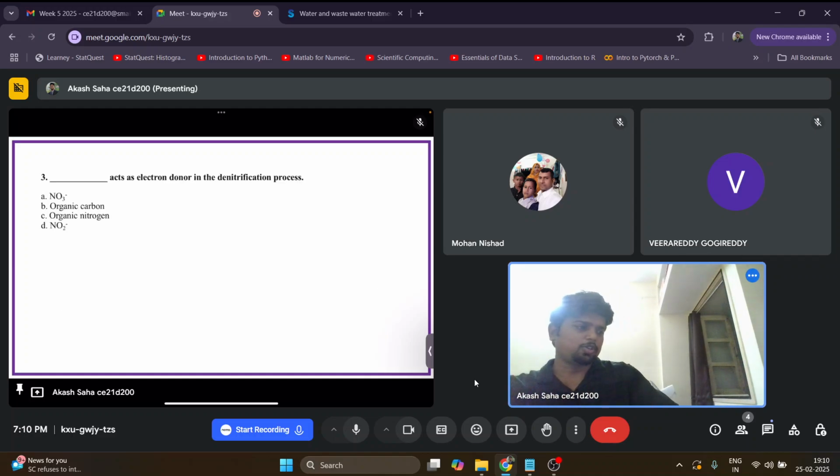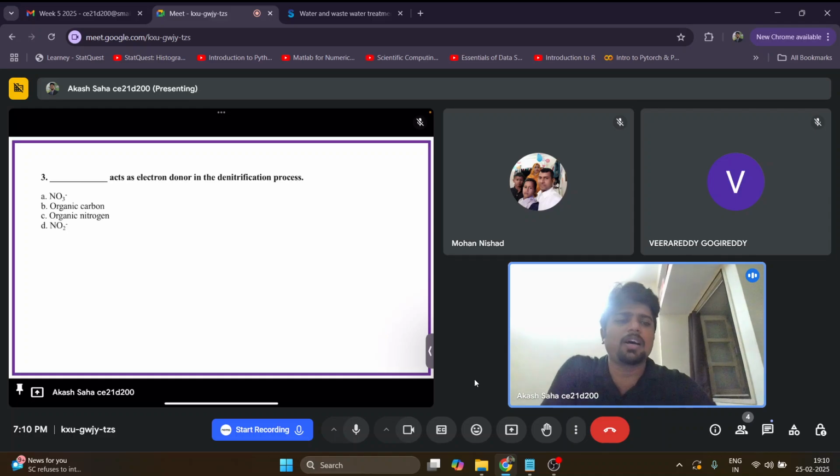So actually today most of the questions will revolve around this F by M ratio because that was the major part of the discussion. So again and again the same concepts will come, so you can answer accordingly. Okay, the third question: dash acts as electron donor in the denitrification process. So which of them acts as an electron donor in the denitrification process? Is it nitrate, organic carbon, organic nitrogen, or nitrite?